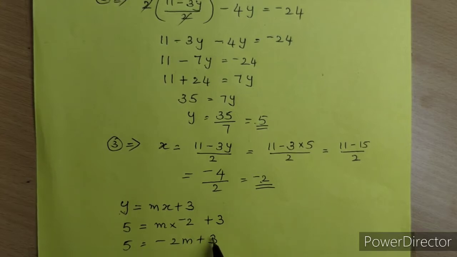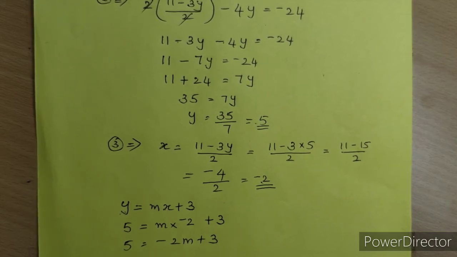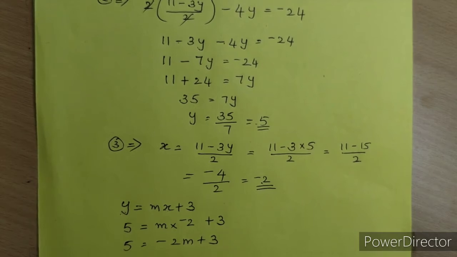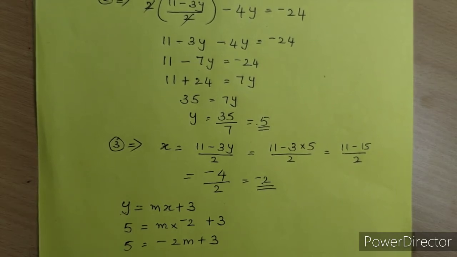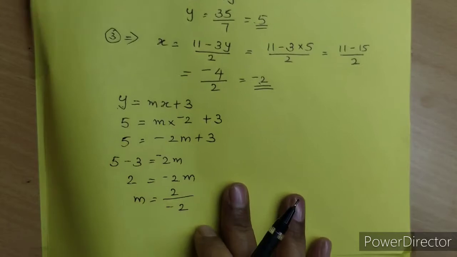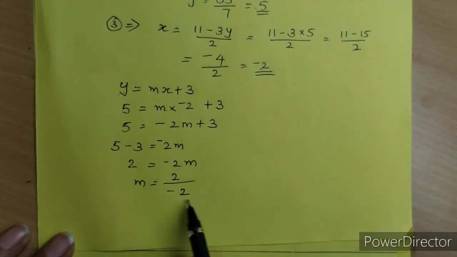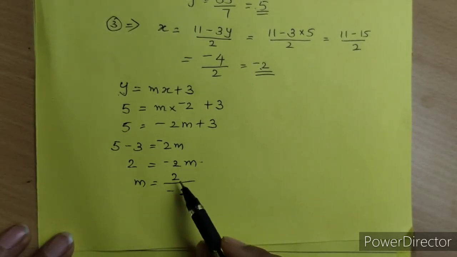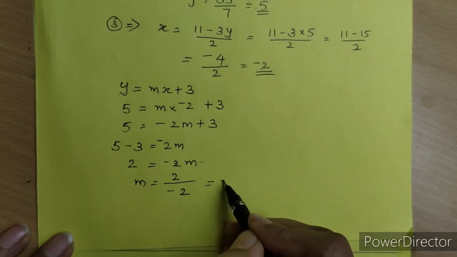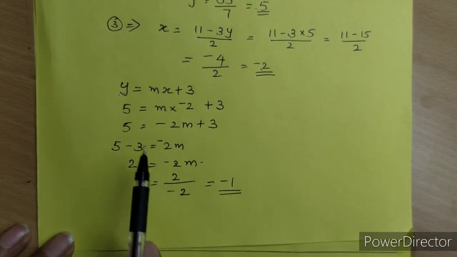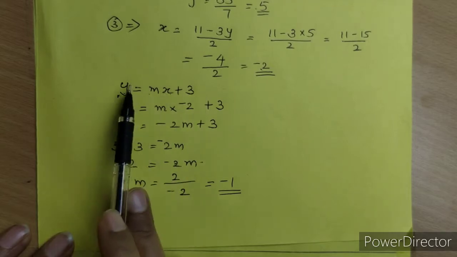This positive 3, you can bring it to the other side. So 5 minus 3 is equal to minus 2m. 5 minus 3 is positive 2 is equal to minus 2m, or m is equal to 2 divided by negative 2. Here it is multiplication, so it will come as division here. Value is minus 1.